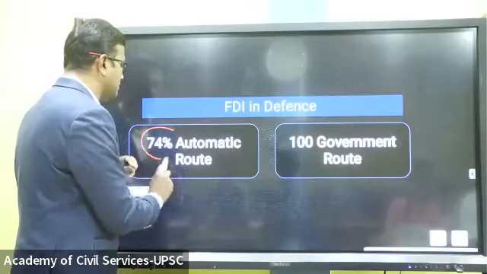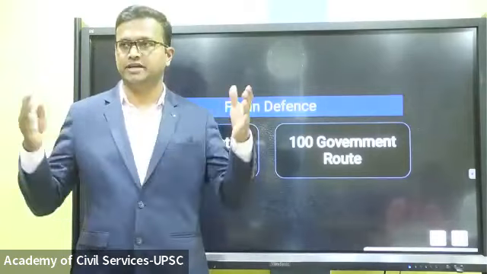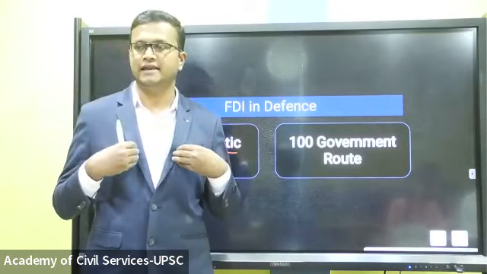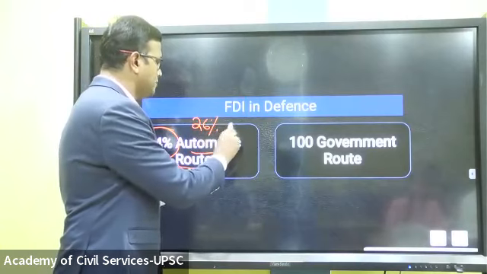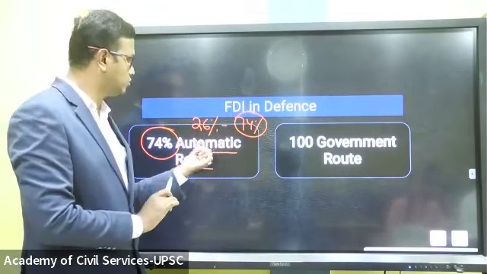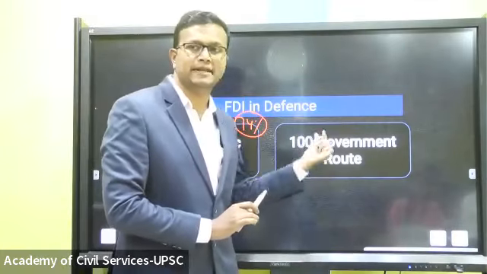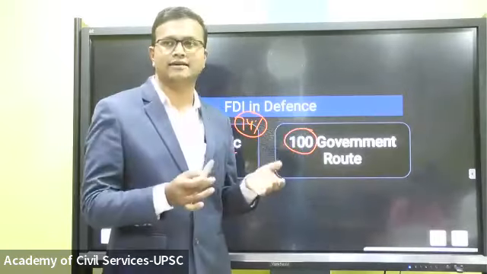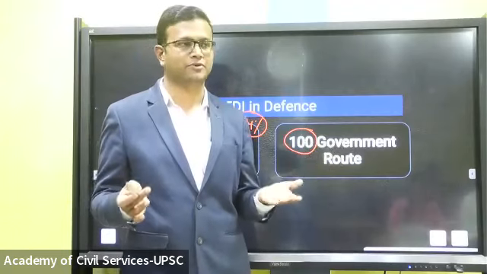74% foreign direct investment is permitted through the automatic route. If I want to establish a defense equipment manufacturing company in India, being an Indian, I need to have only 26% Indian share, and the remaining up to 74% of my shareholders can be foreigners. This is through the automatic route without taking any special permission from the government. By the government route, by taking special permission, even up to 100% foreign direct investment is permitted in defense.